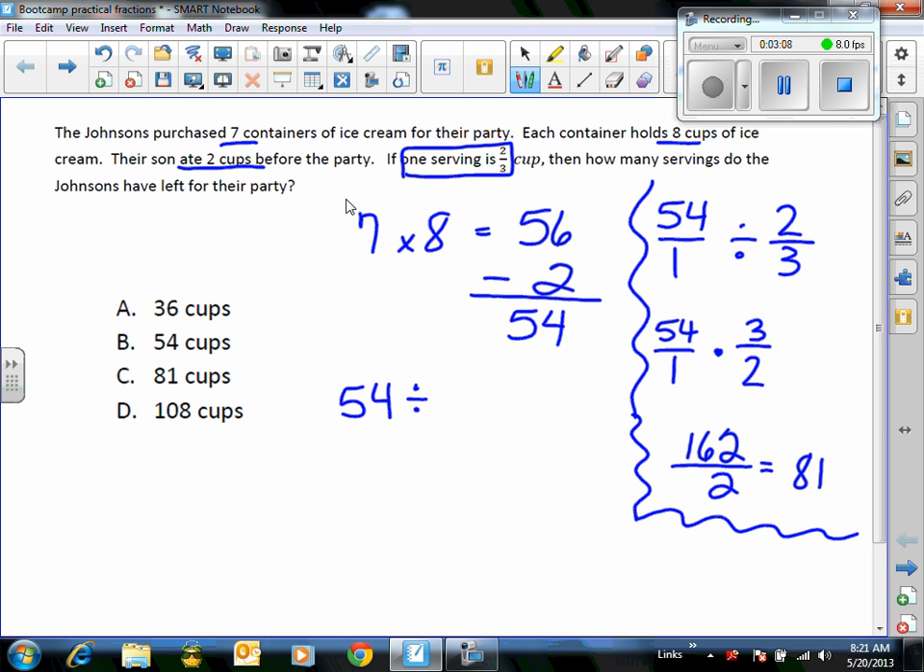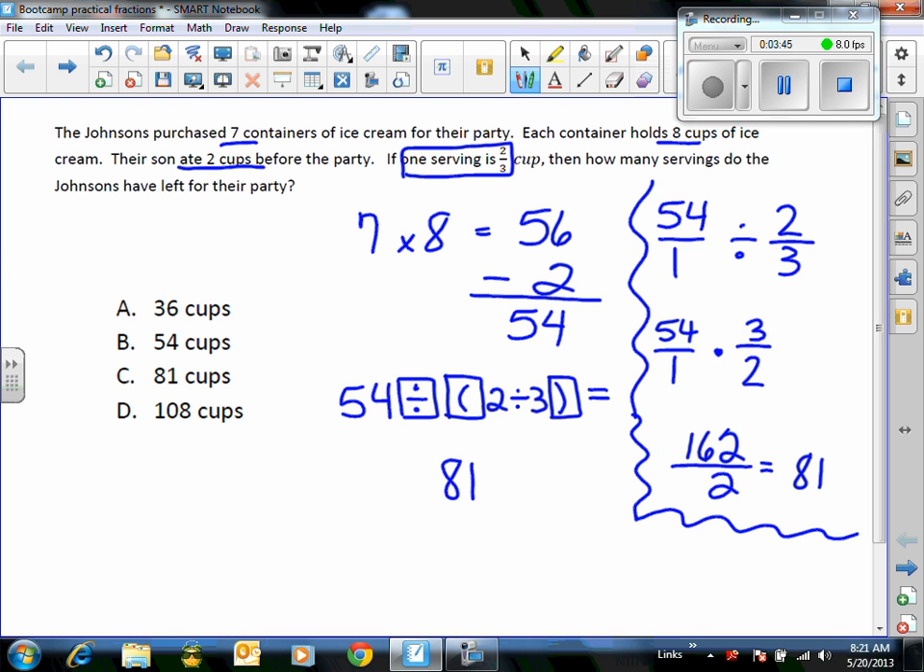Instead, what I'd like you to do is do 54, push the division button on your calculator. Then directly above the number 8 button, there's a parentheses symbol. Hit that. Then do 2 divided by 3. Hit the right parentheses button, which is right above your 9. And then hit equals. If you punch that in, you will get the answer of 81.